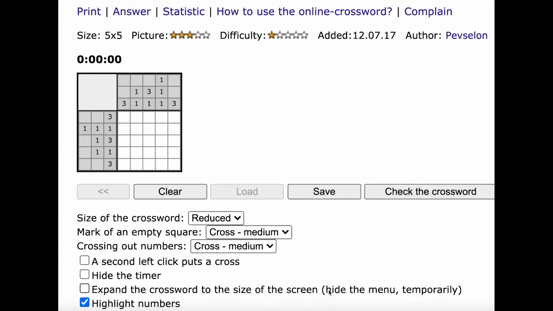Hi, this is a video in which I will teach beginners how to solve nonogram.